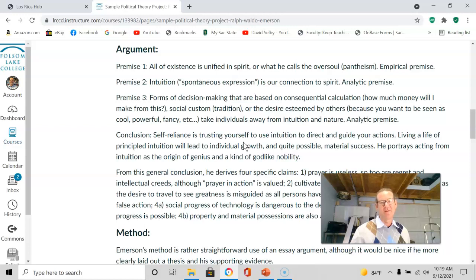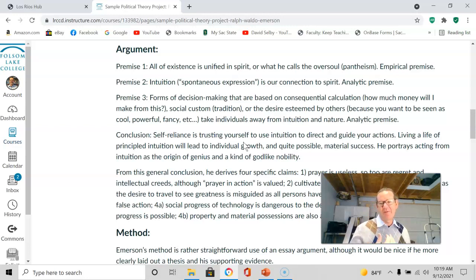Premise 2: intuition, what Emerson refers to as spontaneous expression, is our connection to that spirit, to the oversoul, to this unity of nature. So it's our intuition that fundamentally connects us to this sort of larger spiritual unity. Premise 3, and so we should, I'll get there in a sec, that's the conclusion.